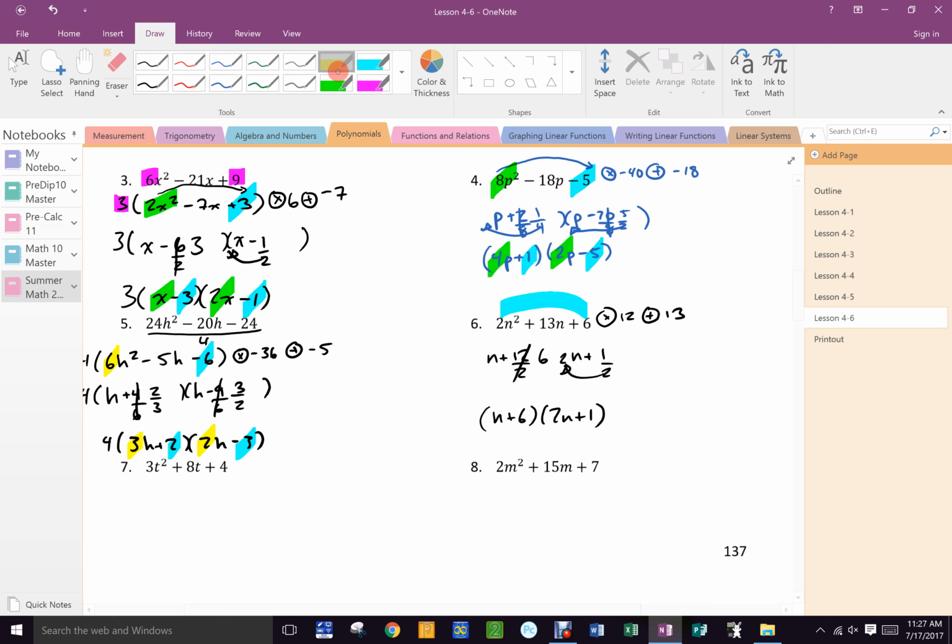And then what do we do? Check. Is n times 2n, 2n squared? Yeah. Is 6 times 1, 6? Yeah. If the front's right and the back's right, is the middle right? Yes. And look at how easy it was.